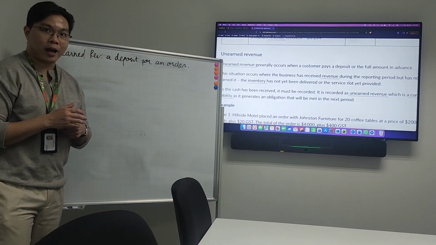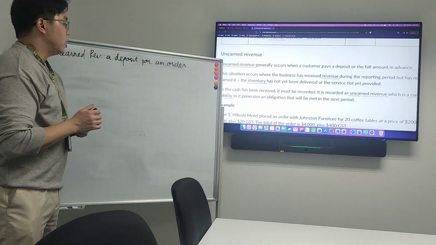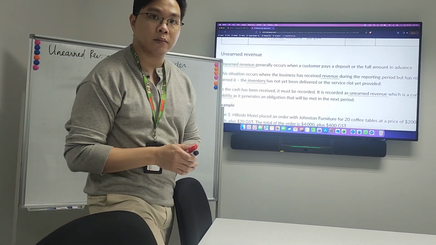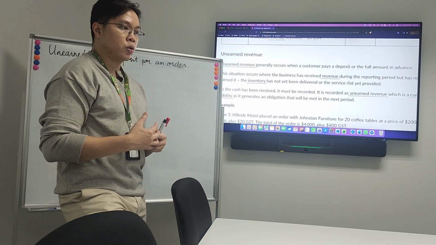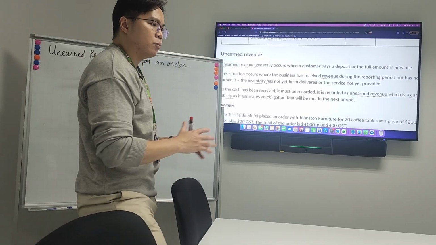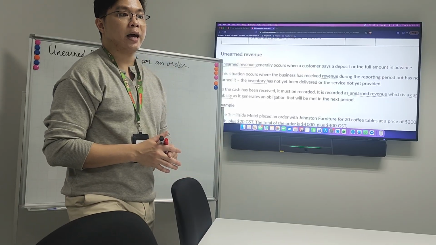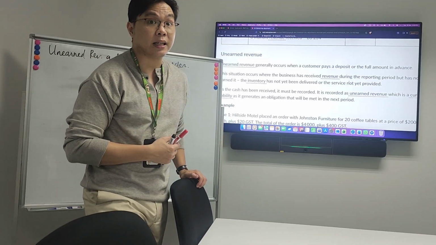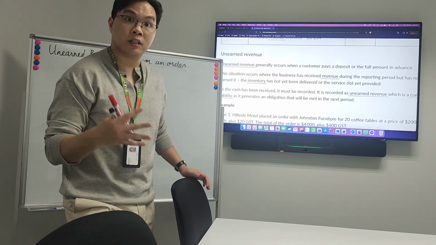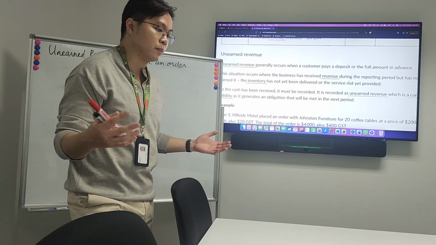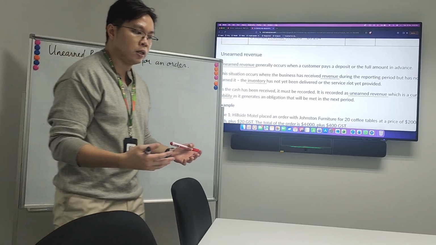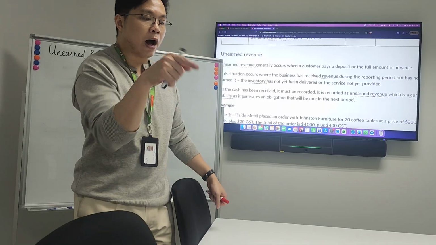Let's move on to unearned revenue. Unearned revenue, you can think of it as a deposit for an order. For example, you walk into a furniture store and you see this beautiful sofa, the selling price is $3,000 plus GST. And $3,000 is such a large amount of money. You can come to the salesman and say, I want that sofa.